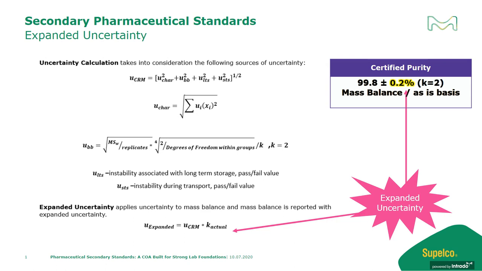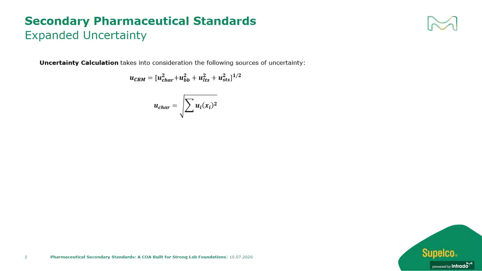The next thing we will consider is the uncertainty, or the plus or minus value next to the purity value that we determined. The uncertainty of the CRM is the sum of squares for the following sources of uncertainty. The uncertainty of the characterization is the UCHAR. Next term, UBB, is the uncertainties related to possible between bottle variation. And the last 2 terms are the uncertainties due to long-term storage, or LTS, and the instability during transport, or short-term stability, is the STS uncertainty.